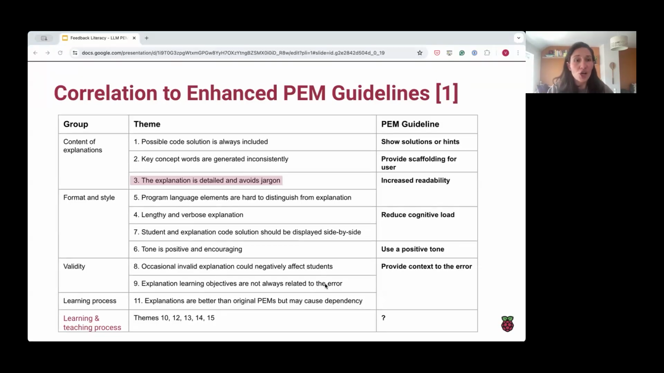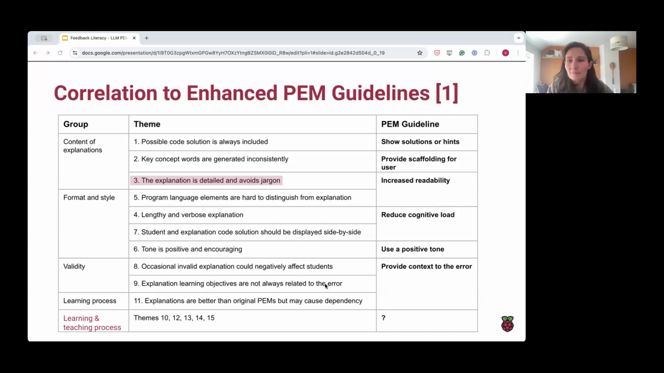So I've already mentioned the positive tone, as well as, for example, the educators talking about the explanations being detailed and avoiding jargon, positively relating to the guideline of increased readability. And these 10 themes represent educators' comments mostly about the explanation's content, presentation, and validity. So about what's included in the explanation. And they highlight how the explanation follows or breaks the guidelines. And I won't dwell on the correlation to these enhanced programming error message guidelines for too long. This is further broken down in the paper if you want to look at it in more detail.